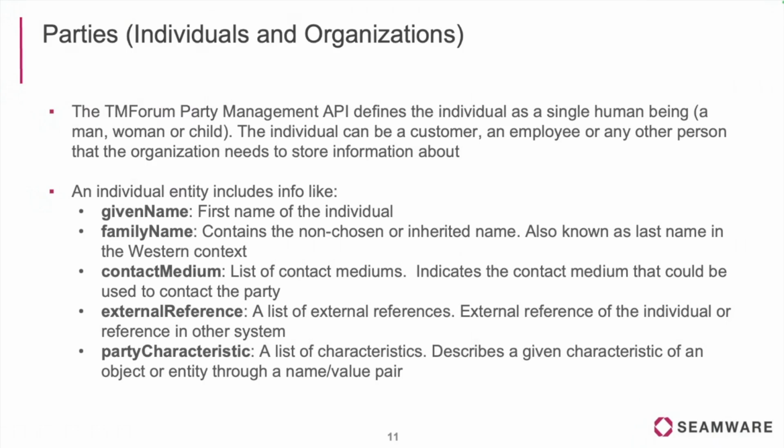If you want to store other kinds of information about the individual, you will have the party characteristics. As I mentioned before, the characteristics are used to put any information that is not directly handled by the default entity. So here is where you are going to put whatever stuff you need to know about the individual or about the person that is relevant for your use case and that is not directly covered by the TM Forum API.